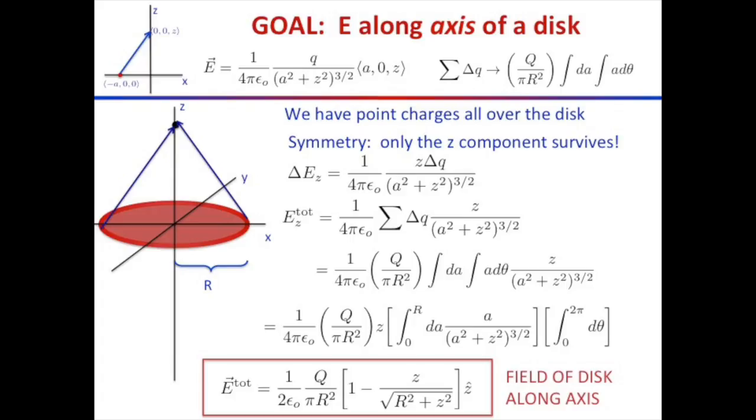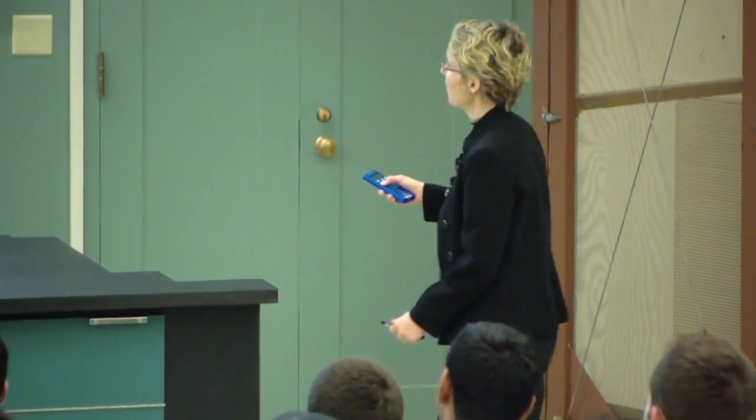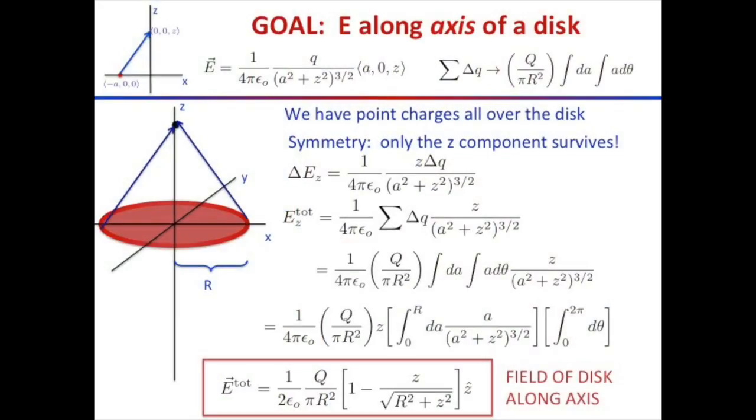The integral from 0 to 2 pi d theta is 2 pi, so that'll cancel a factor of 2 pi here, which gives me a 1 over epsilon naught. There's the q over pi r squared. This whole guy right here is a complicated integral that I look up on Wolfram Alpha, and then I find the answer to that. Multiply through by the z, and altogether this becomes 1 minus z over the square root of r squared plus z squared, and it's all in the z hat direction. Going from this step to this step is to look up the answer to that integral, or ask your math major friend. Or if you are a math major yourself, then I presume you prove it to yourself.